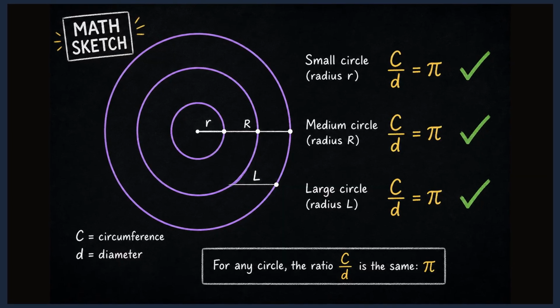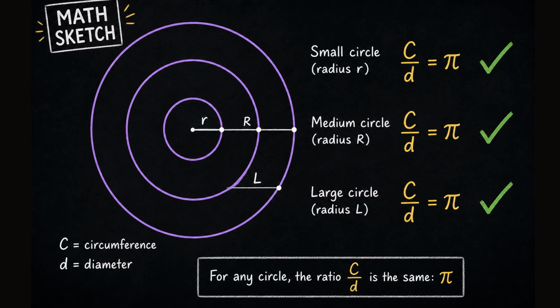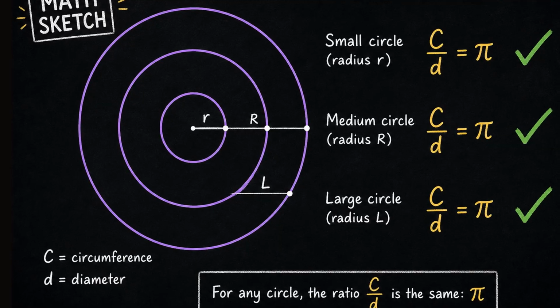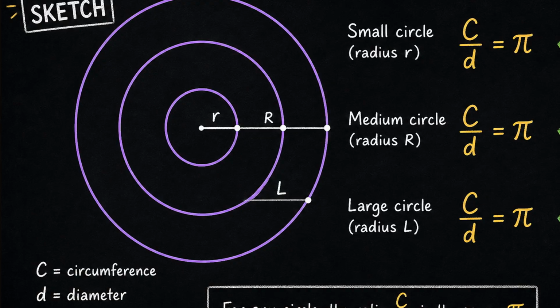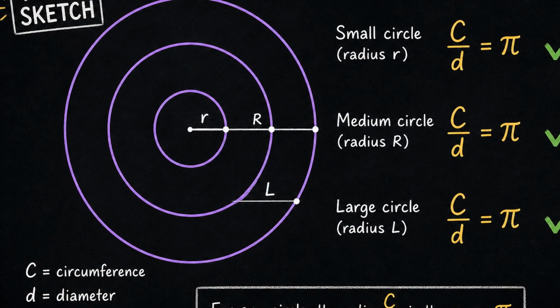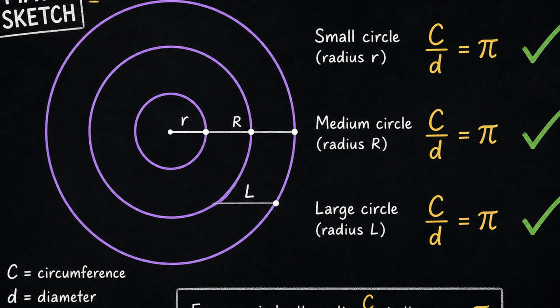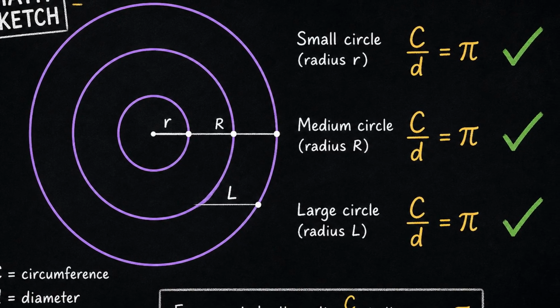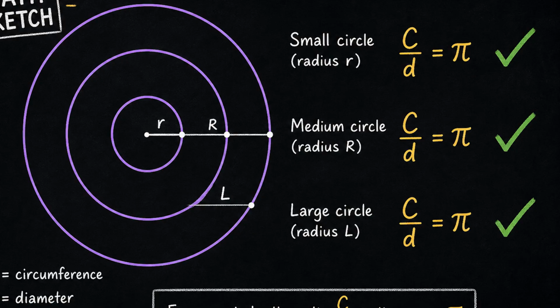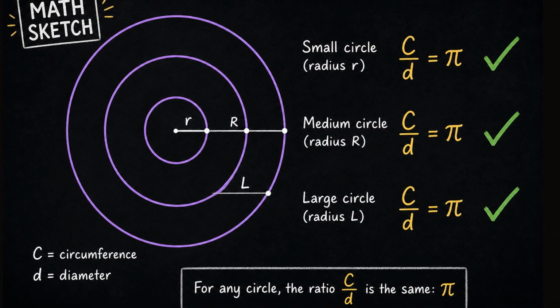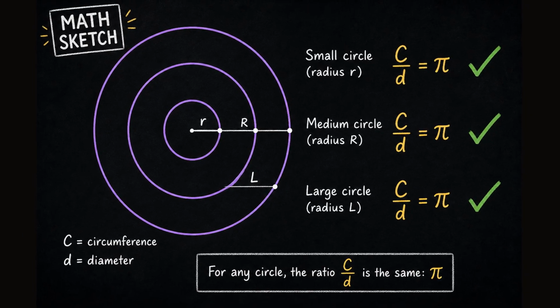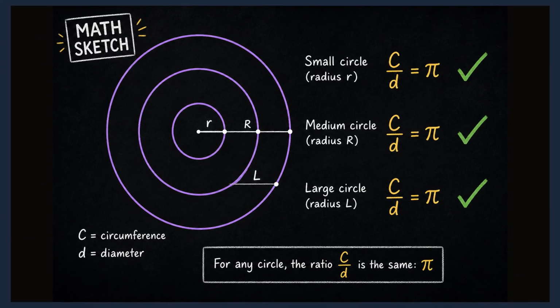Pi is defined as circumference divided by diameter. Big circle, small circle, same ratio. That ratio is irrational. Decimals never repeat, never end. But definition is only the front door. The deeper reason pi spreads is that circular rotation is baked into how waves, orbits, and angles behave.